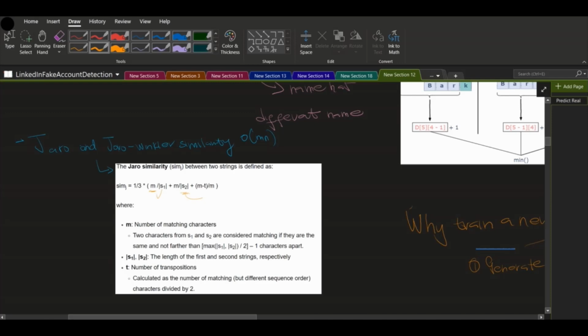Then the t here is the number of transpositions. It's calculated as the number of matching characters divided by 2. So this is how you calculate the Jaro similarity between the two strings. You can also use it. It's also O of mn, where m denotes the real name and n denotes the nickname.